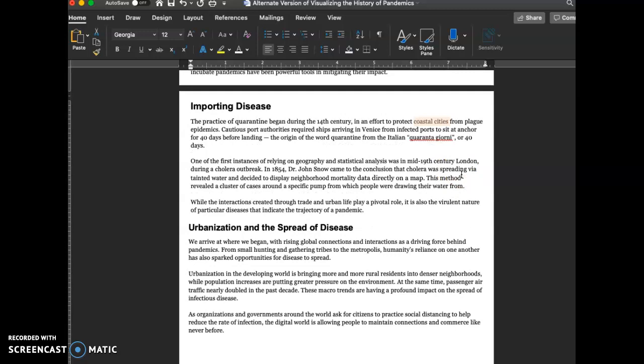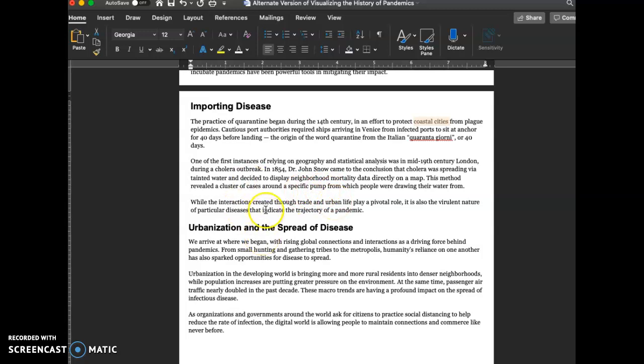One of the first instances of relying on geography and statistical analysis was in mid-19th century London during a cholera outbreak. In 1854, Dr. John Snow came to the conclusion that cholera was spreading via tainted water and decided to display neighborhood mortality data directly on a map. This method revealed a cluster of cases around a specific pump from which people were drawing their water.